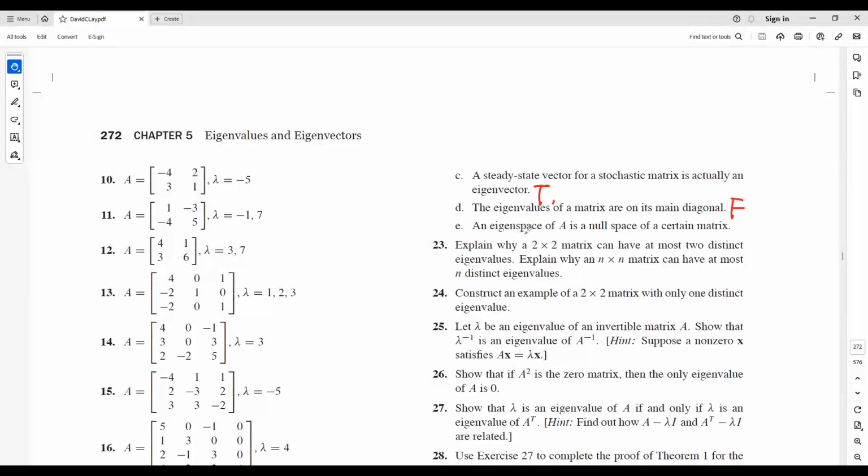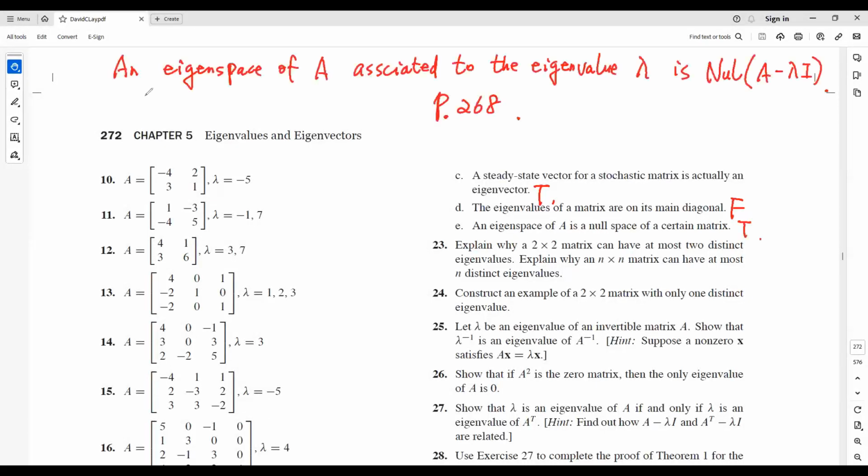E. An eigenspace of A is a null space of a certain matrix. True. The eigenspace of A associated to the eigenvalue lambda is Nul(A minus lambda I).